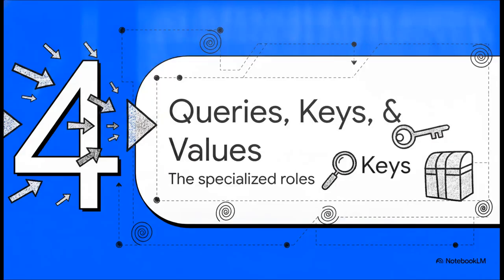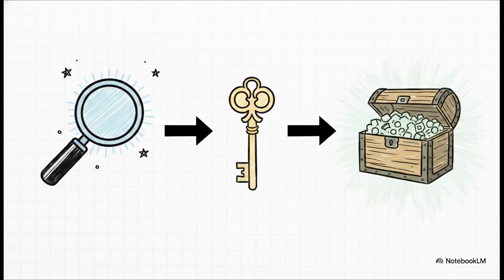Which brings us to section 4, queries, keys, and values. Because, of course, it's slightly more complex than just a basic dot product. Let's peel back that simplification and introduce the specialized roles that actually make this all work. Think of self-attention almost like a highly organized networking event. Every single token in the sequence gets projected into 3 distinct roles using weight matrices.